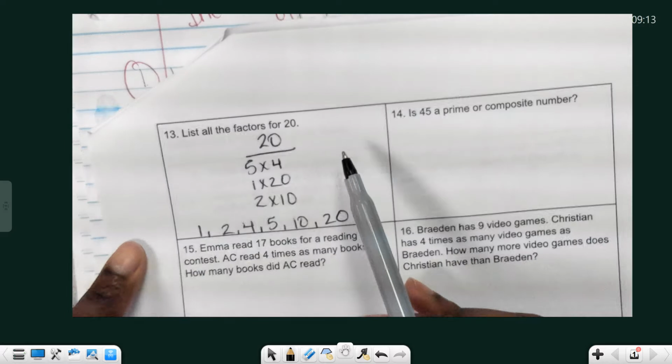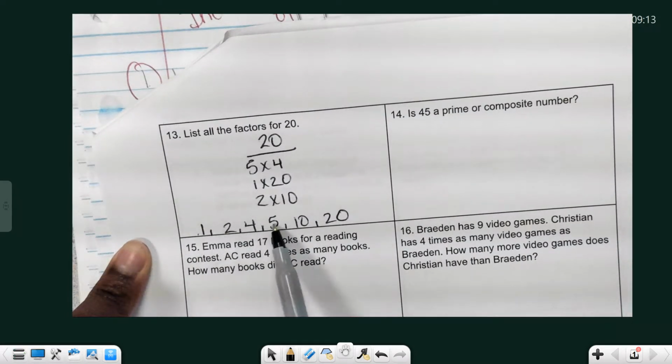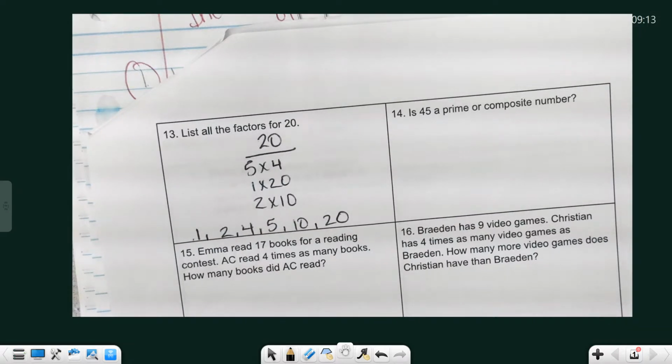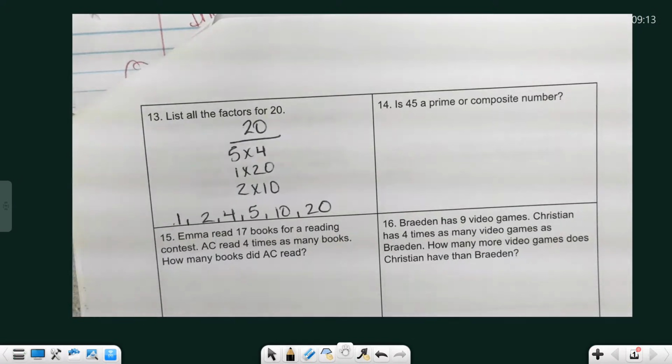Let's look at how many factors 20 has. I'm just going to throw an extra question in here. 1, 2, 3, 4, 5, 6. So 20 has an odd or even amount of factors? Even. All right.